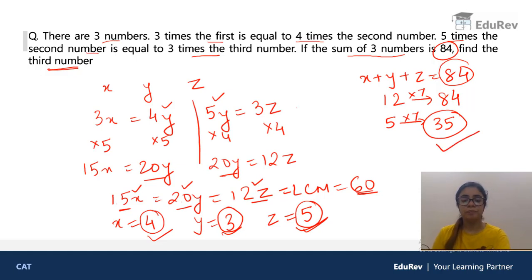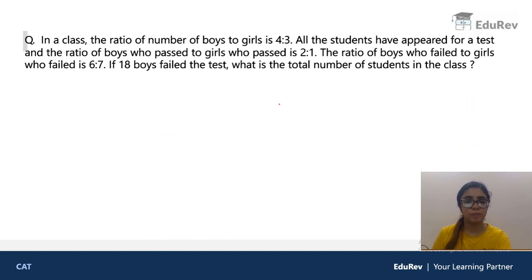Now let's look at the next question. What does it say? In a class, the ratio of boys to girls is 4:3. All the students have appeared for a test. The ratio of boys who passed to girls who passed is 2:1. The ratio of boys who failed to girls who failed is 6:7. If 18 boys failed the test, what is the total number of students in the class?